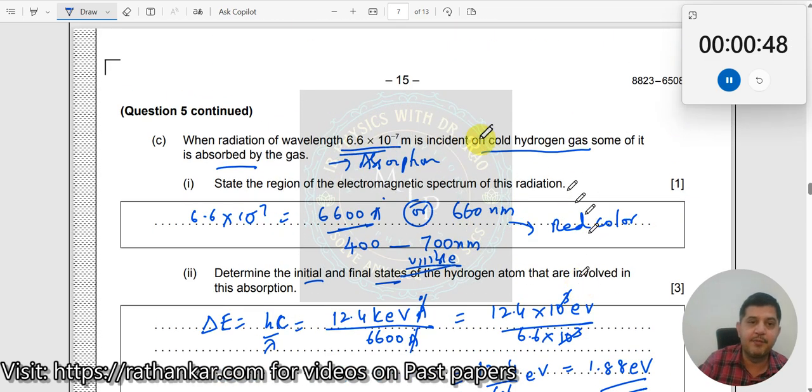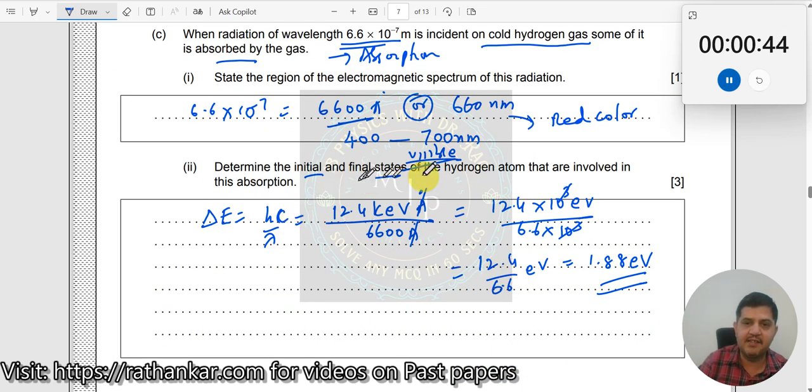But this is an absorption spectrum here, because the cold hydrogen gas absorbed. So we need the initial and final states of the hydrogen atom. This is for 3 marks. Word it appropriately. The first mark will go here. The second mark will go for comparison.